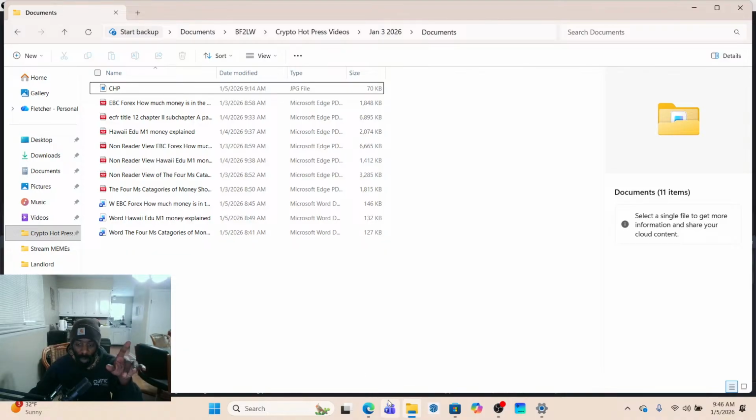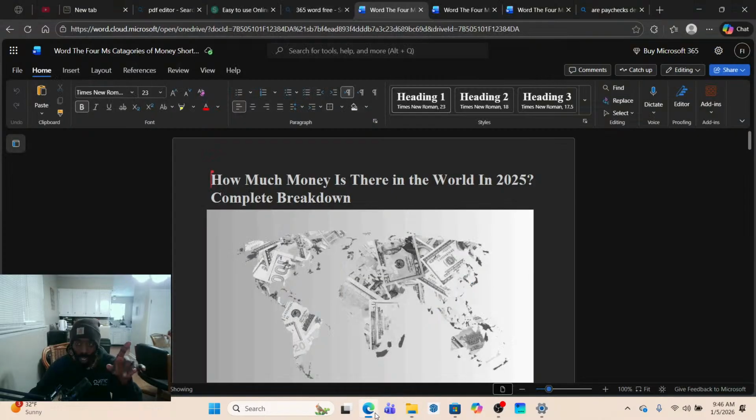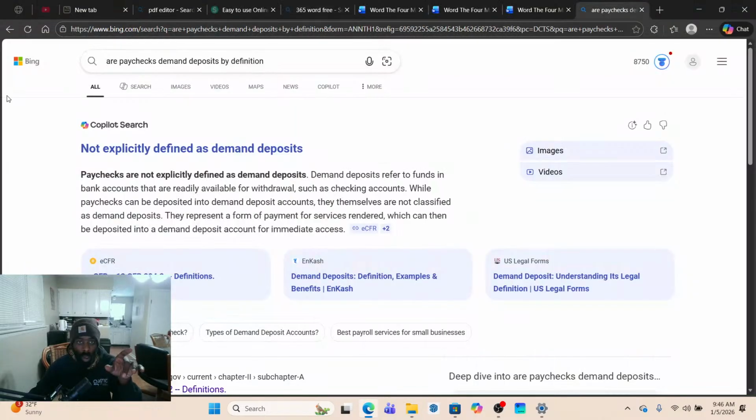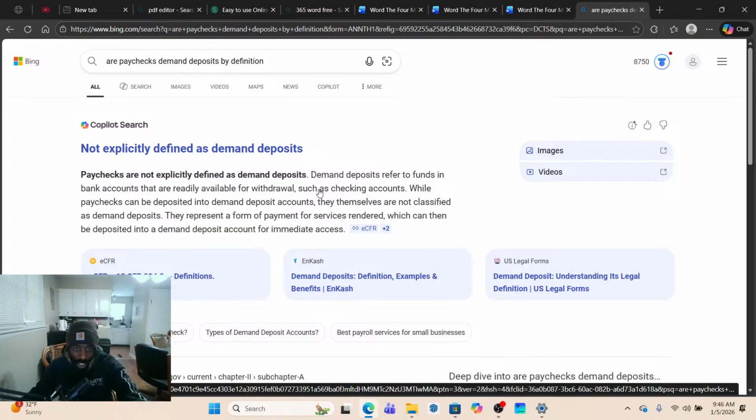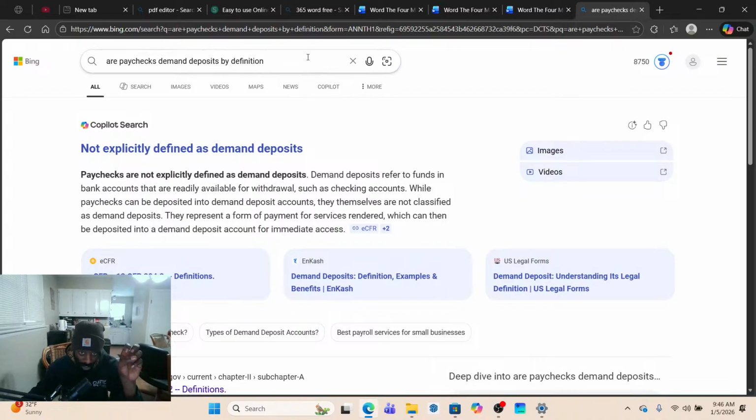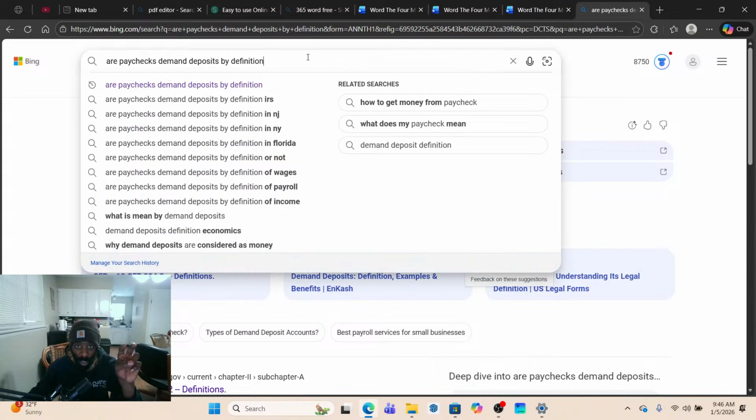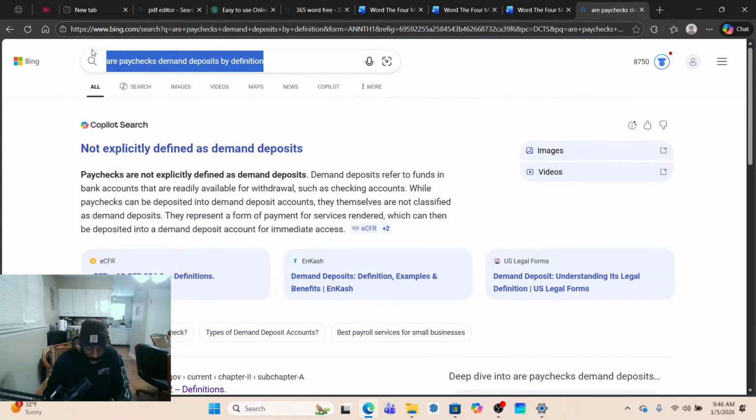What I mean by that is just three or four days ago, I asked, are paychecks demand deposits by definition? They said before that paychecks are considered demand deposits. Now they're saying paychecks are not explicitly defined as demand deposits. So then let's look at what a demand deposit is.